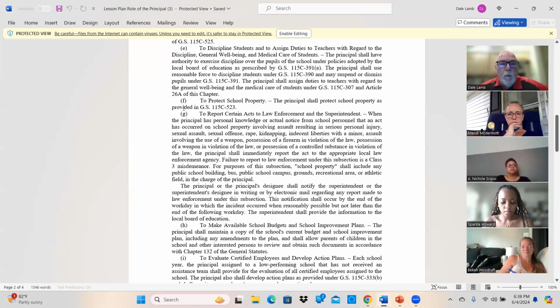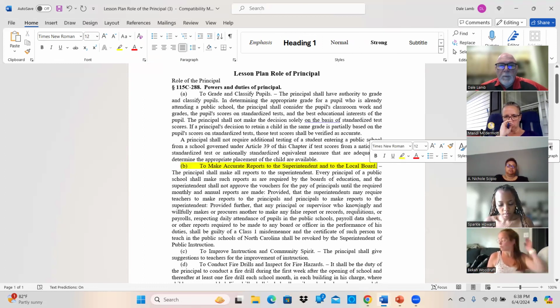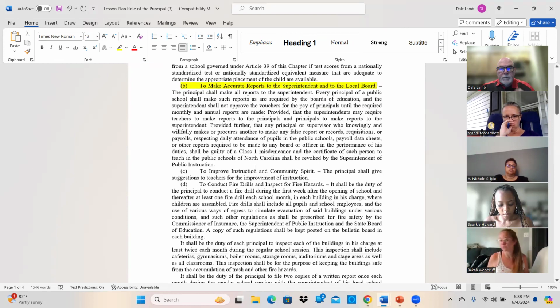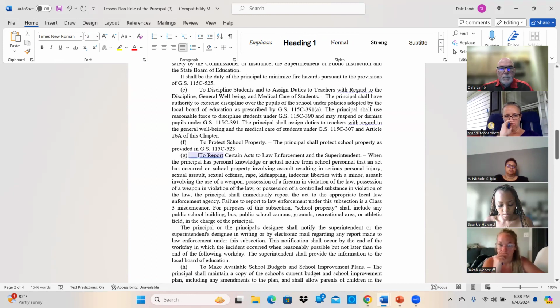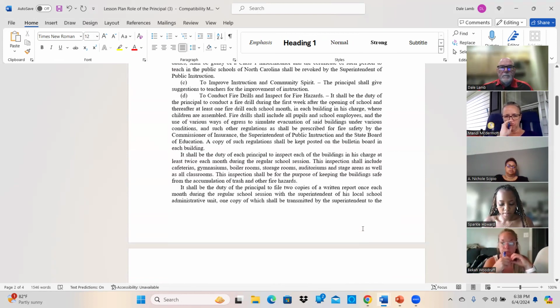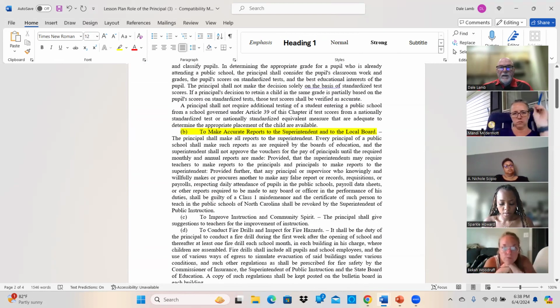All right, so let's look at 115C-288(g) and (b). Okay, so here's the first one: to make accurate reports to the superintendent and local board. Now let's look at (g). We still report to the superintendent, same as this one. What's the difference in these two? This one is civil. This is something bad happened at your building.